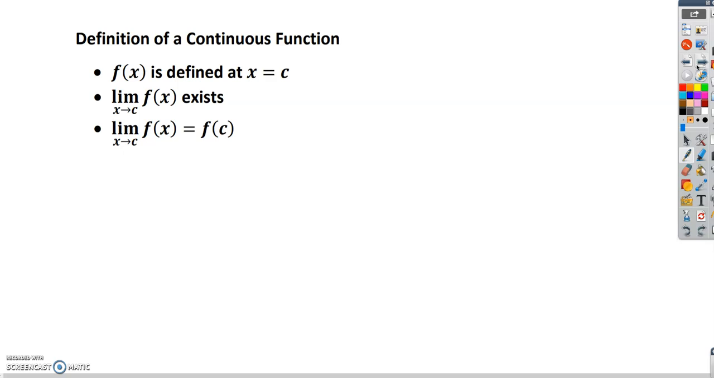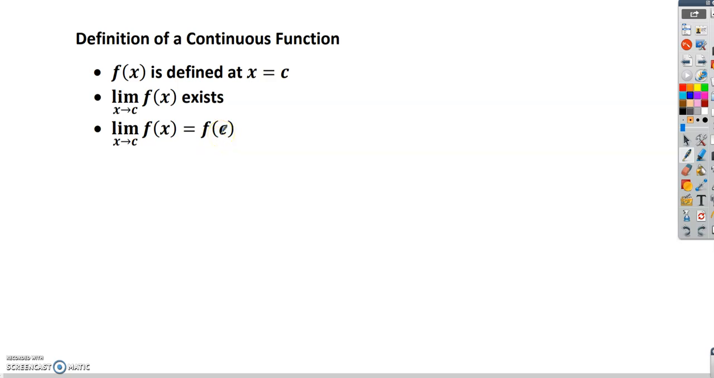Okay, so to be continuous, you actually have to have a value at x equals c. So you have to actually be able to plug in the value you want to look at. The limit as you approach c has to exist. So you actually have to have a limit on both sides. That's the same. And that limit has to be the same thing you get as when you plug in c.